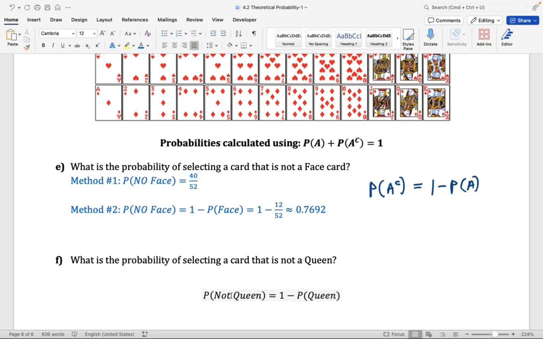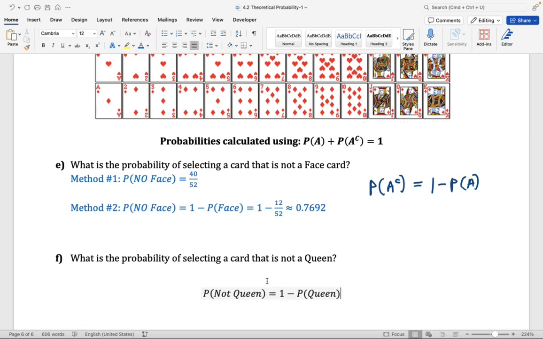Again, the probability of the complement of A is equal to 1 minus the probability of A. A is the event of selecting a queen. The complement is the event of selecting a card that is not a queen. So think about this on your own. I will ask you to enter your answer below. Make sure to round to 4 decimal places.